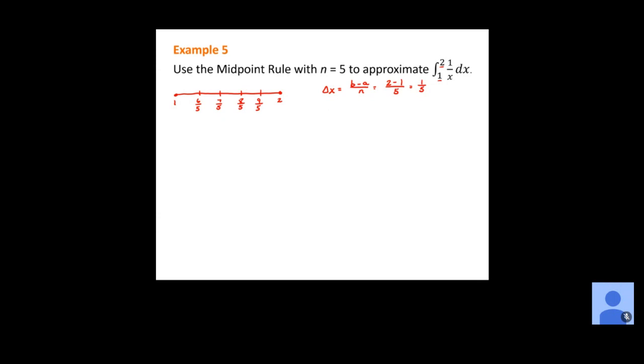Now, once we know the width of our rectangle, what else do we need to know? Okay, we've got to find midpoints this time, right? Because that's what we're using. So instead of using 6/5, 7/5, 8/5, and so on, we actually want to know what are the values in between here, because that's what we're actually going to use to calculate our heights. Well, how are we going to find those midpoints?